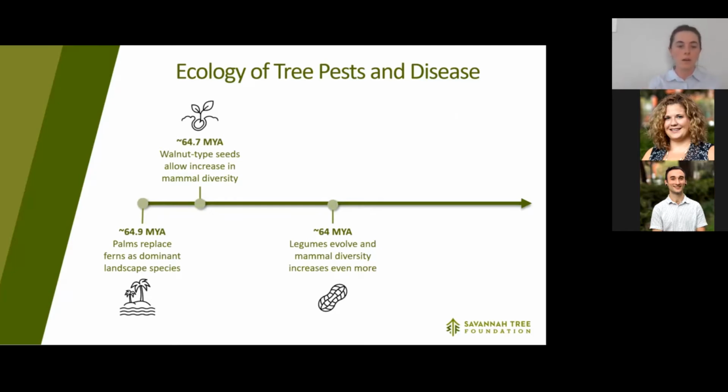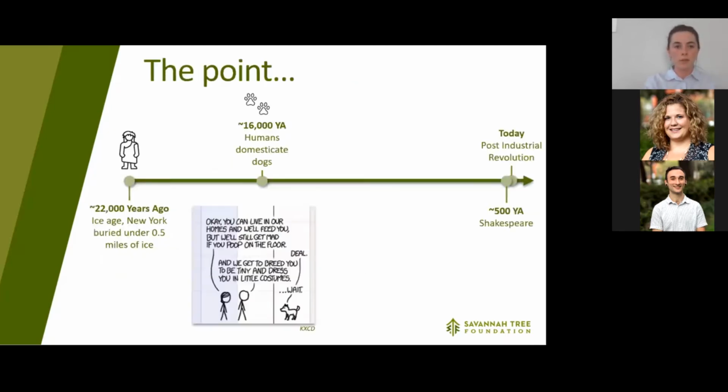And then 200,000 years later, these walnut type seeds started to increase mammal diversity. And then 700,000 years after that, legumes evolved a little bit more and mammal diversity increased even more. And this is all just to put this ecological time scale on trees, because millions of years ago is a long time in the scale of human evolution.